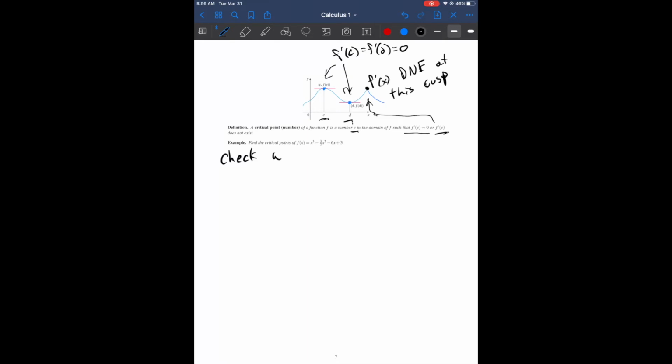So check where f prime of x equals 0 and where f prime of x does not exist. That's how we find critical points, right? Because of this definition, critical points are where f prime of c is 0 and where f prime does not exist. So let's do this part first: f prime of x equals 0.